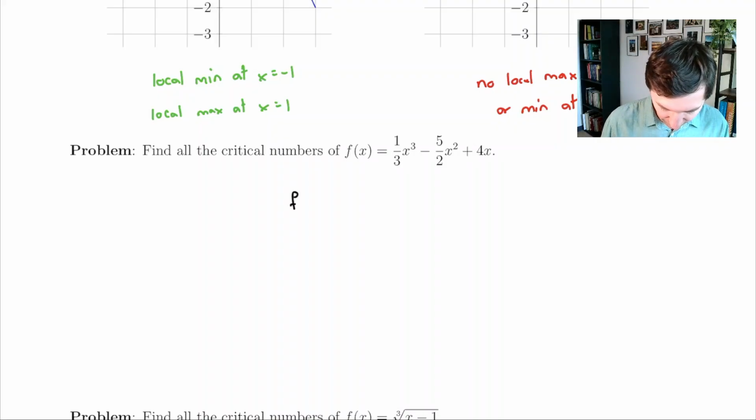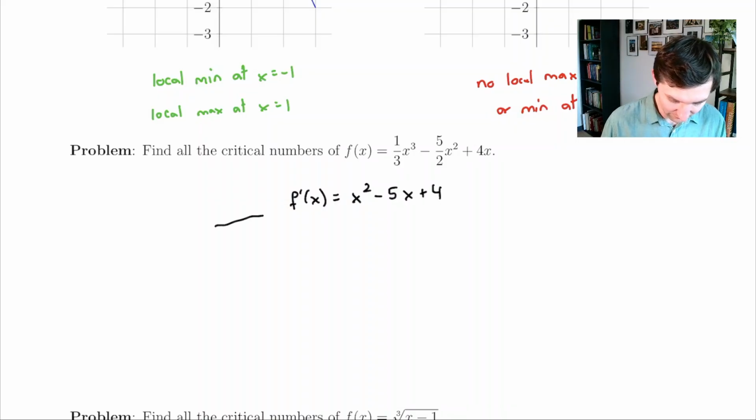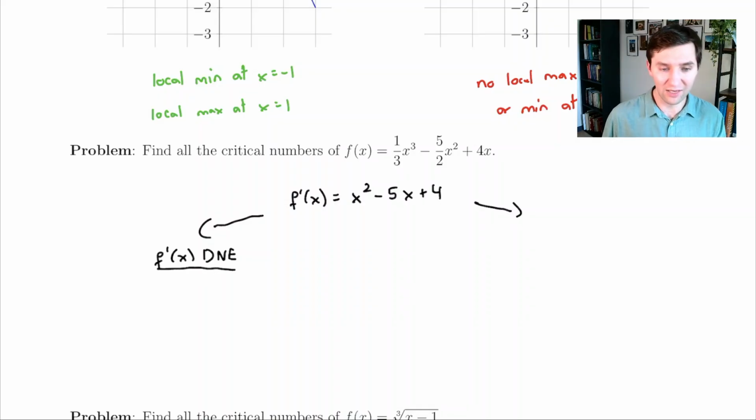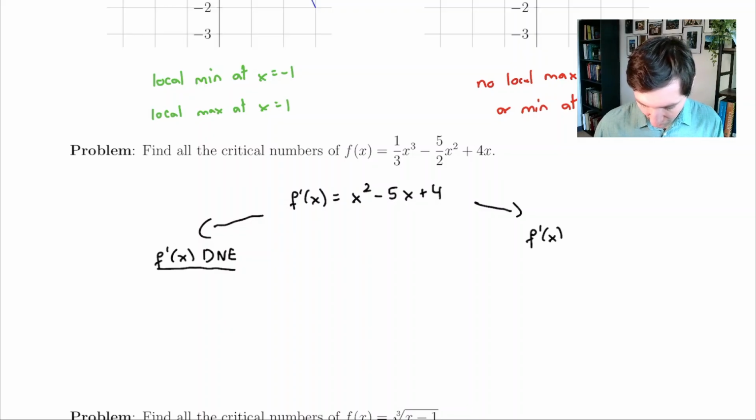I take the derivative using the power rule, and I get x squared minus 5x plus 4. And now I need to ask myself two questions. Is it possible for this derivative to not exist? Are there some x's that make this derivative not defined? And then I need to ask myself, are there some x's that make this derivative 0?